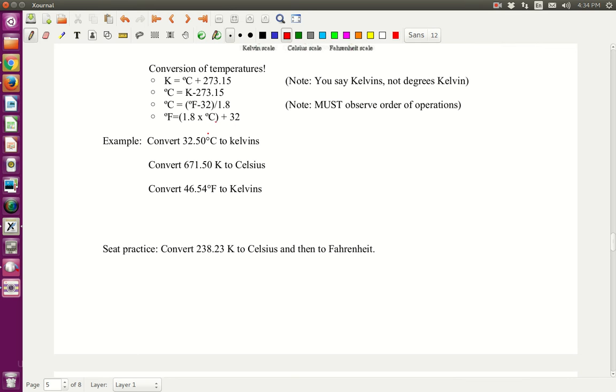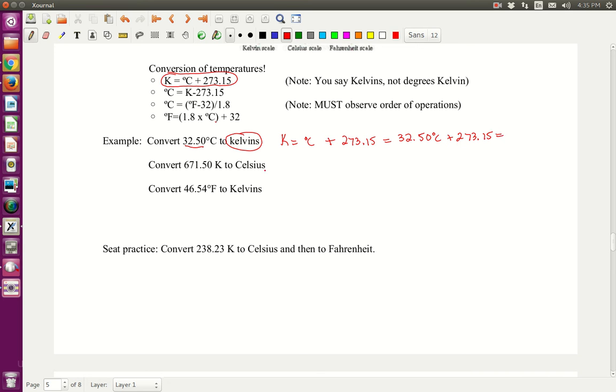Okay, the first one is convert 32.50 degrees Celsius to kelvins. So here's the formula I'm going to use. Kelvins, so I write it. Kelvins would equal the amount of Celsius, the degrees Celsius, plus 273.15. So my degrees Celsius is 32.50, and I add 273.15.